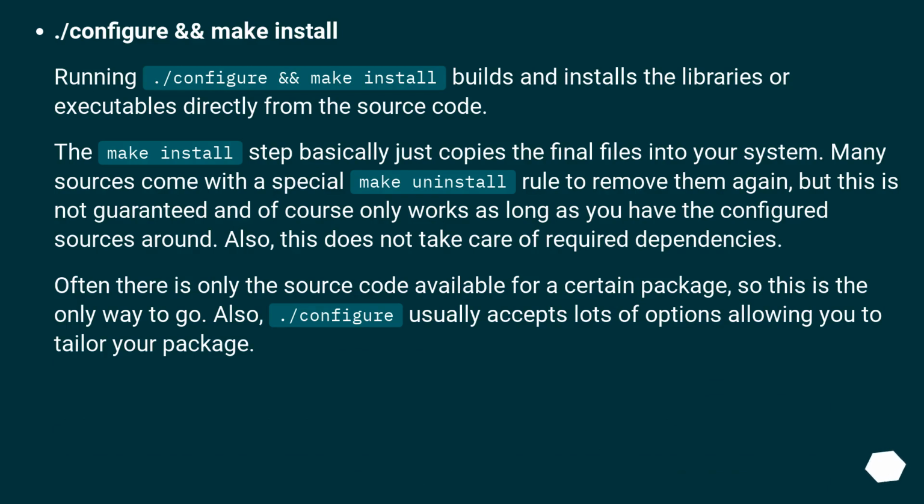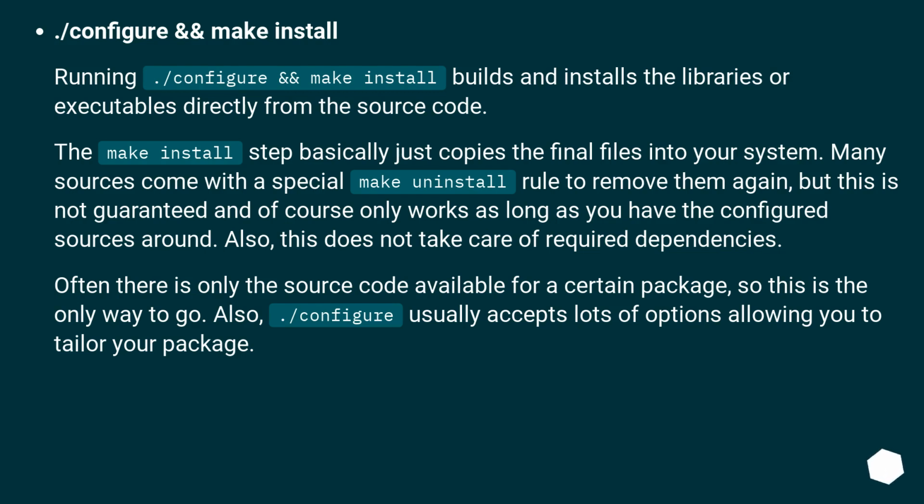./configure and make install. Running ./configure and make install builds and installs the libraries or executables directly from the source code. The make install step basically just copies the final files into your system. Many sources come with a special make uninstall rule to remove them again, but this is not guaranteed and of course only works as long as you have the configured sources around. Also, this does not take care of required dependencies.